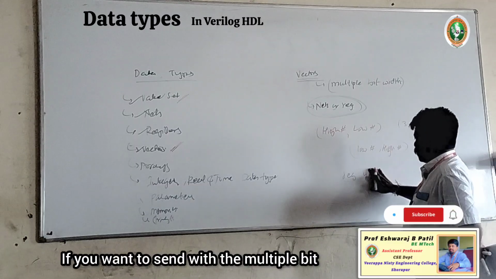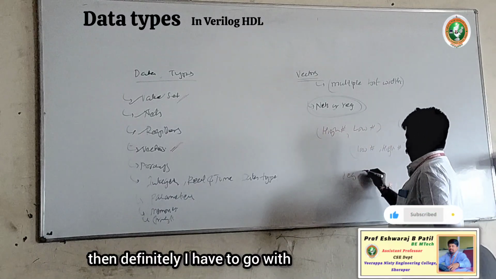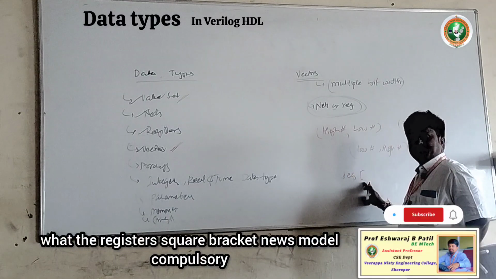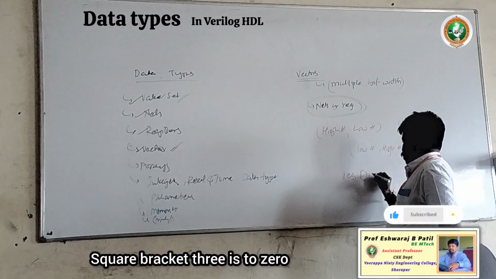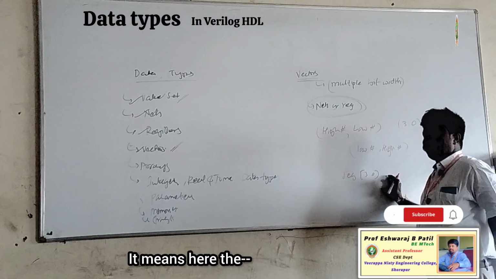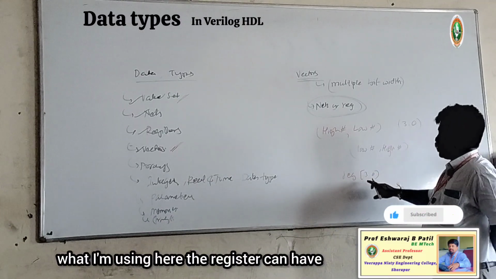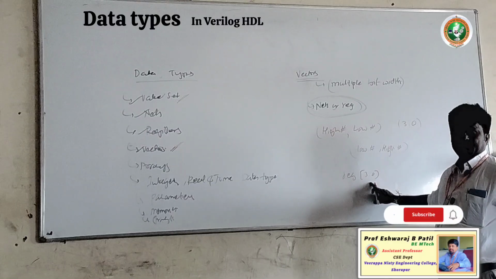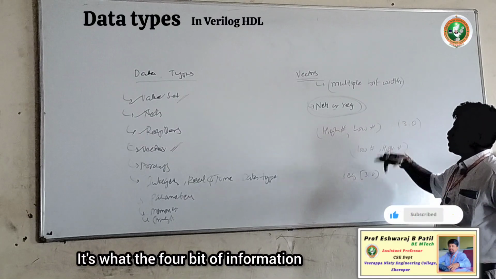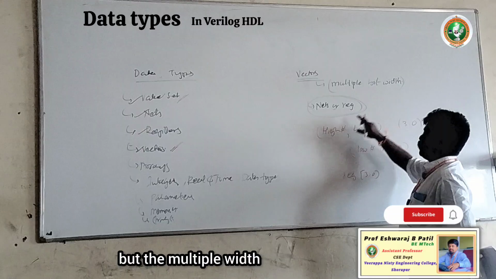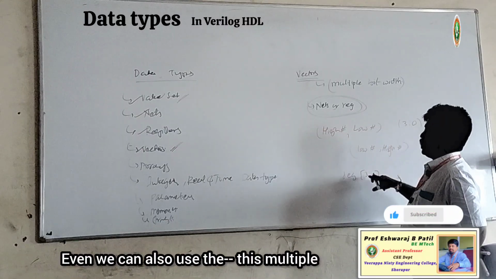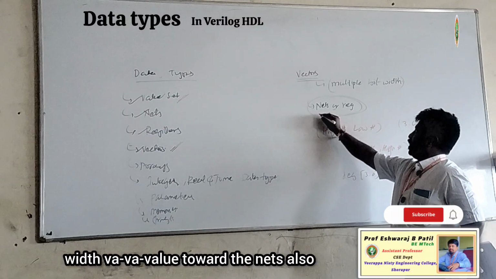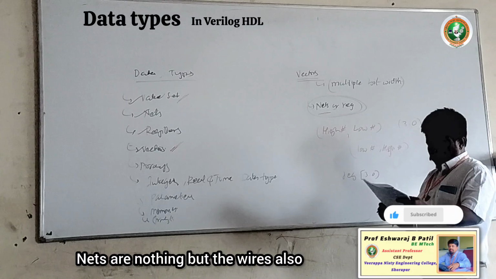If you want to send multiple bits, then definitely I have to use the register with square brackets, which is compulsory. Square bracket 3:0 means the register can have 4 bits of information. Vectors are nothing but multiple widths. We can also use this multiple width value for nets also. Nets are nothing but wires also.